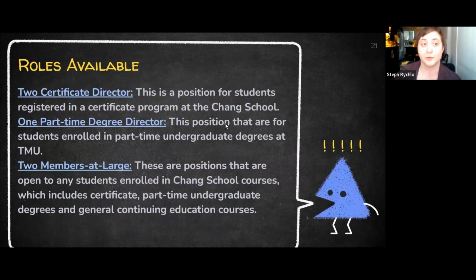The roles that are available for our board of directors are the 5 executive committee members and 6 different director positions. We have 2 certificate directors, specifically for students that are in a certificate program. We also have 2 part-time degree directors. These positions are for students that are enrolled in part-time undergraduate degrees at TMU. And then finally, we have 2 member at-large positions. These are positions that are open to any students enrolled in Chang School courses, which includes certificate and part-time degree students, but also just general continuing education courses.